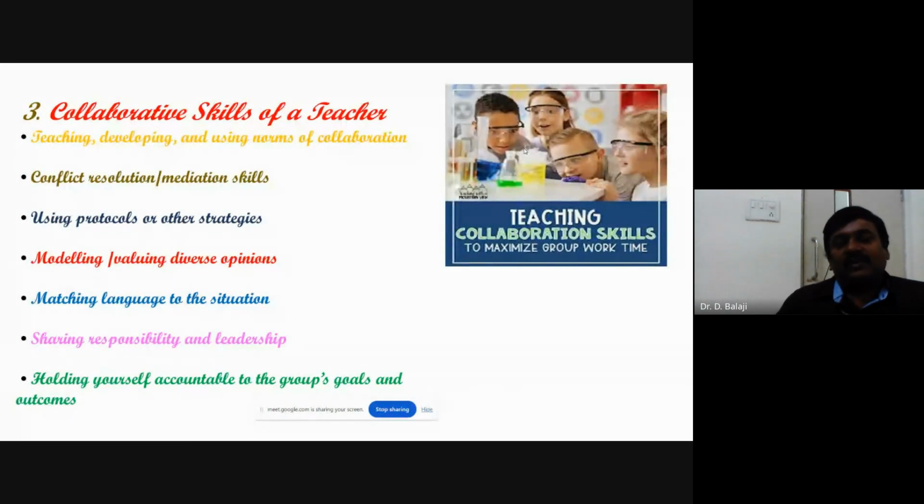What will be the outcomes? When the group of students fail in the examination, it is your responsibility. You should take responsibility for what mistake you have done, what mistake other teachers have done. So you should communicate with all the teachers. Whatever mistake you have done, rectify that mistake, and that is what being accountable for the group's goals and outcomes means. If the outcome is good, take the responsibility. If the outcome is bad, then also you have to take the responsibility. If the outcome is bad, you should not push that failure on others.